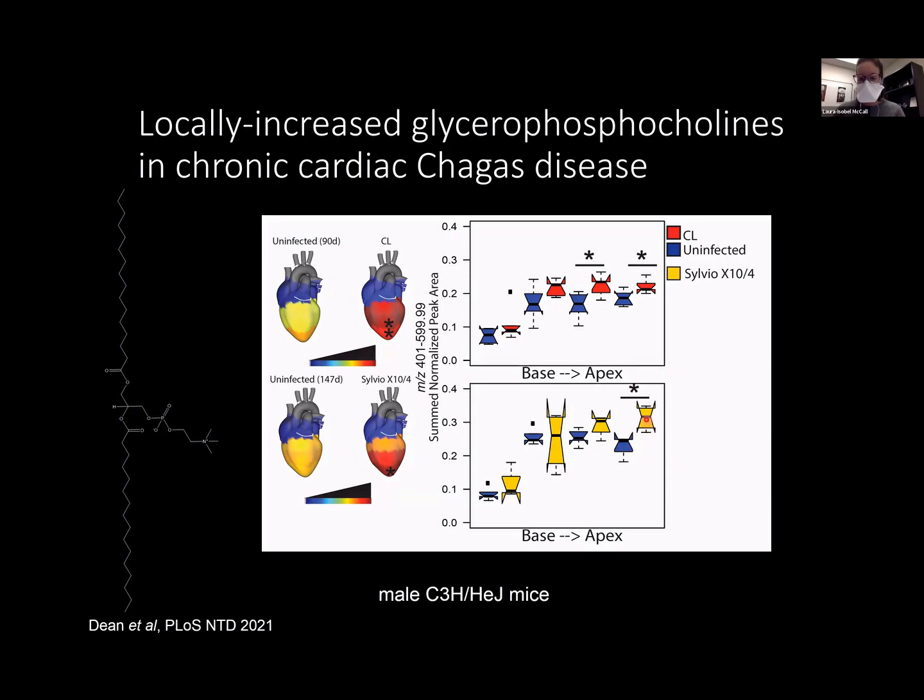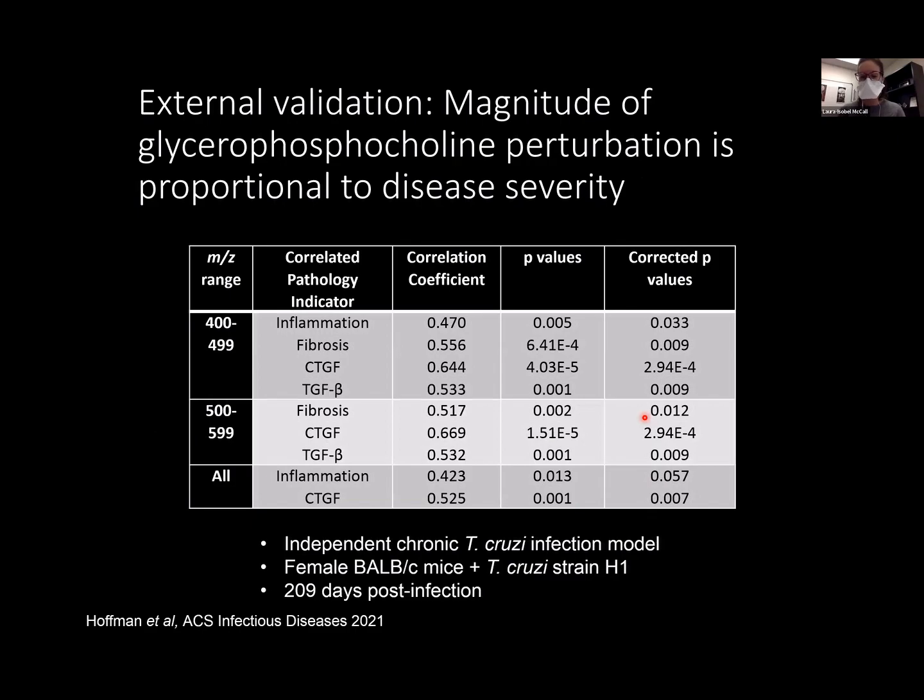Now, this is still a pretty small change. The reason I feel comfortable showing this to you is because we validated this in a completely independent mouse model. And so what was nice with this infection condition is because in addition to having just binary infected versus not, we also had different measures of disease severity, including cardiac inflammation, cardiac fibrosis, and the profibrotic cytokines CTGF and TGF-beta. And what we find is that these indicators of disease severity are positively correlated with glycerophosphocholines across mass ranges. So that means that the worse the disease, the greater the increase in these molecules.